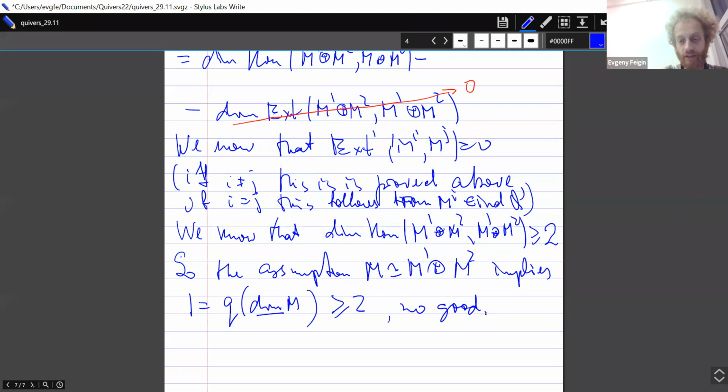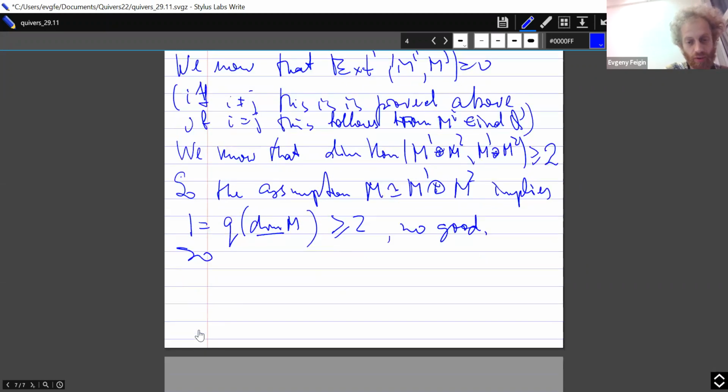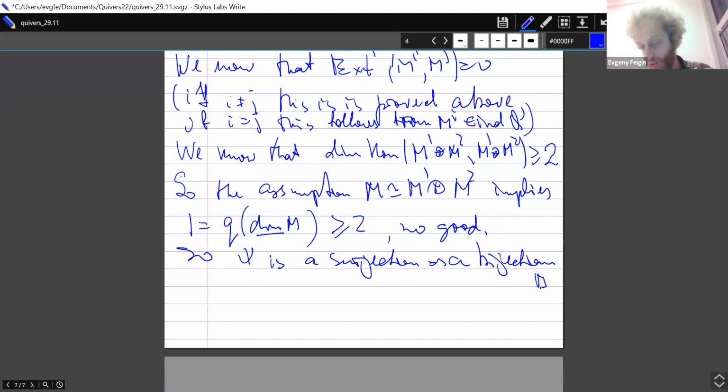So we conclude that M cannot be decomposable, so psi is a surjection, and hence bijection. So this is the proof of the Gabriel theorem, modulo a couple of homeworks, exercises to be completed. Yes. So any questions about the theorem, about the proof?